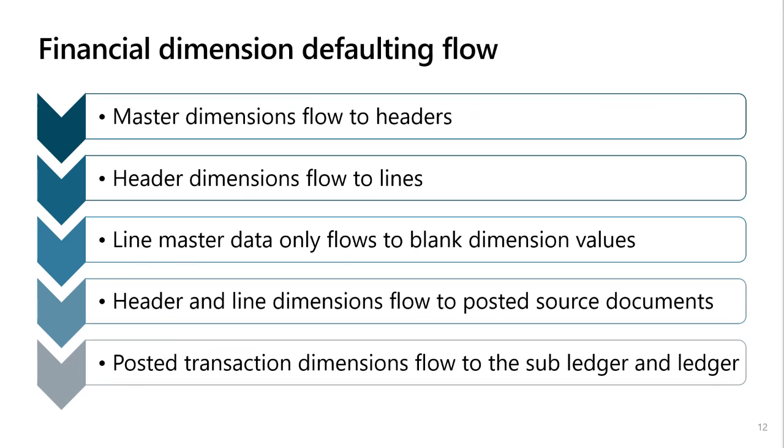Finally, when a transaction is posted, such as a sales order invoice, the details are updated to the subledger and the ledger. For the example of the sales order, the customer subledger is updated with the customer details, the invoice amount, and the financial dimensions from the header of the order are copied to the customer transaction. However, the financial dimensions from the lines of the order are not copied to the customer transaction.